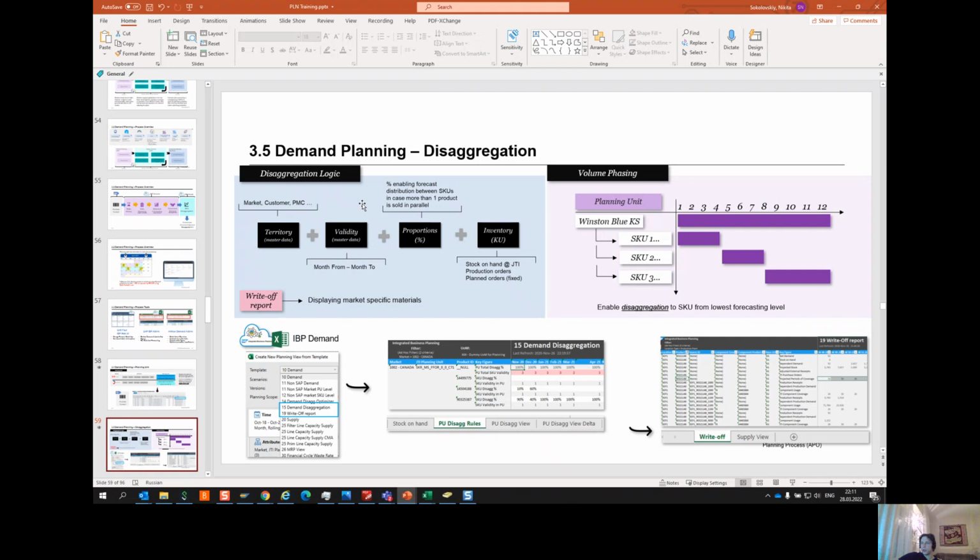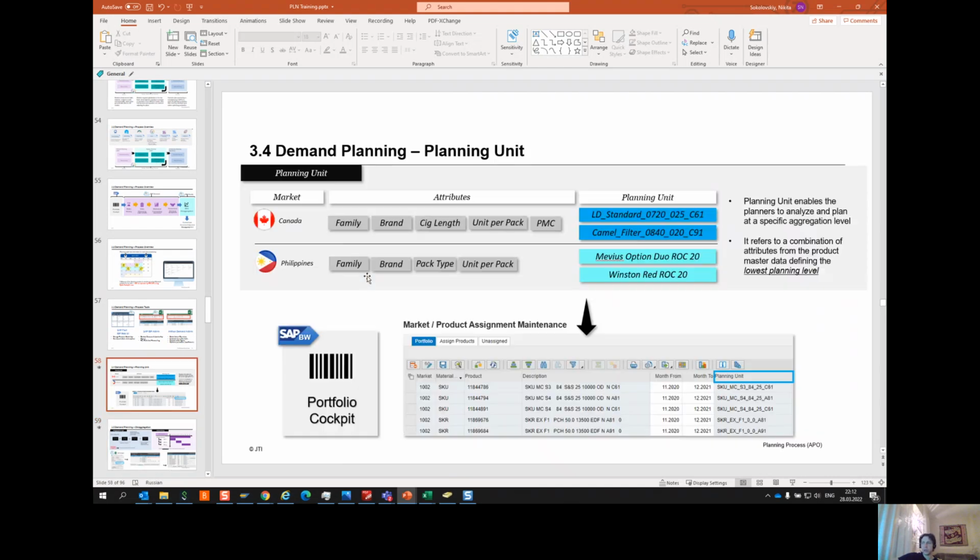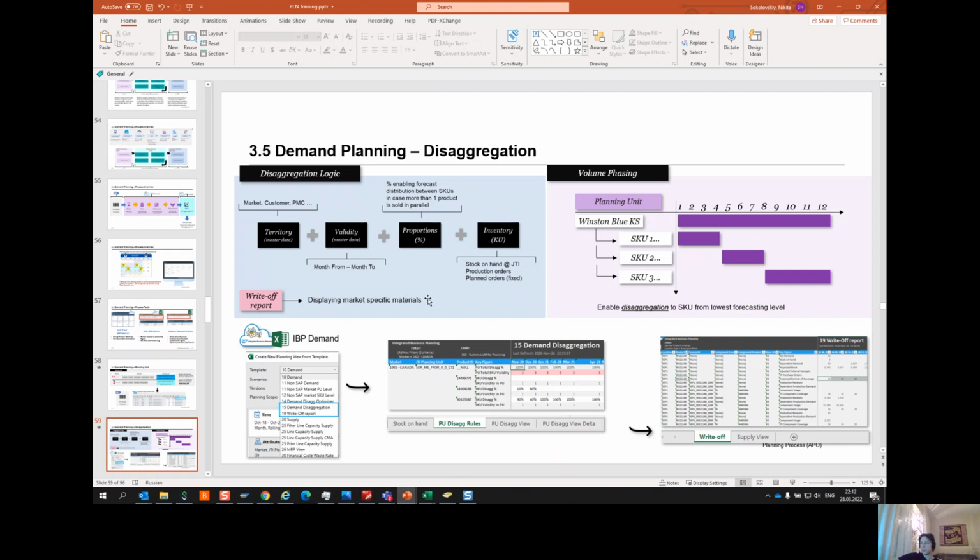Let me also check the disaggregation logic. Markets should maintain the validity of every product, from which month to which month it is valid, because after the validity expires, the product gets outdated. We cannot sell the very same product for years and decades. We need to change it from time to time, components change and so on. So it is not a constant.